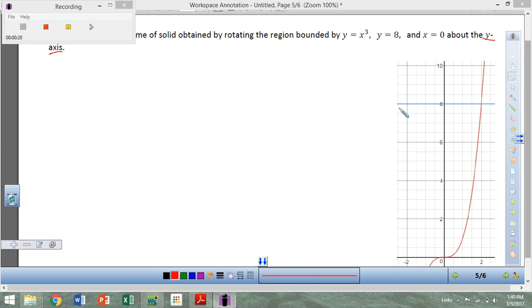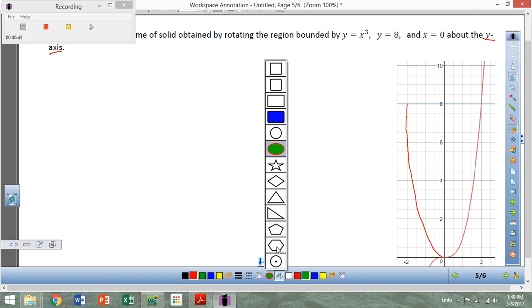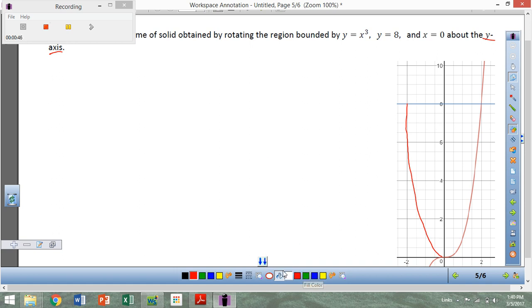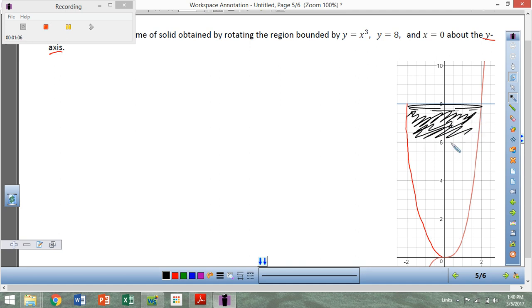So I'm going to try my best to duplicate this region about the y-axis, which would give me something kind of like that. I want to make this look somewhat three-dimensional, so let's see if I can do that quickly here. Let me actually not do a fill here. Okay, so it's going to look like this, three-dimensional. I would fill all this in. So I would have this three-dimensional shape.